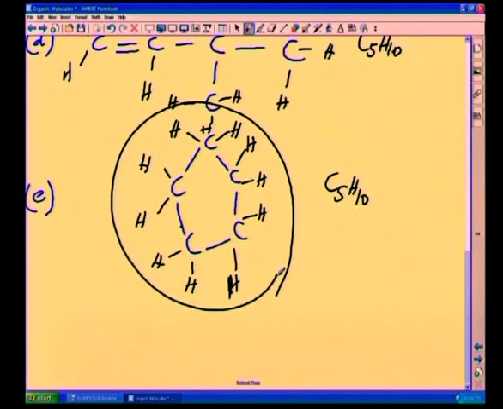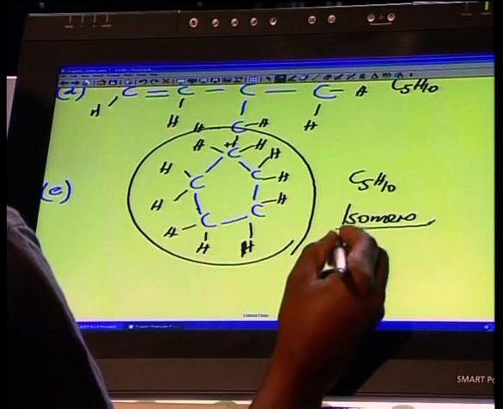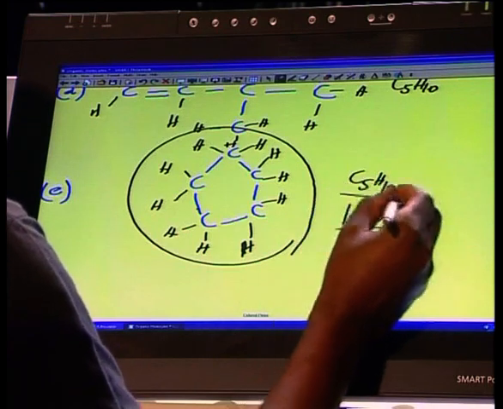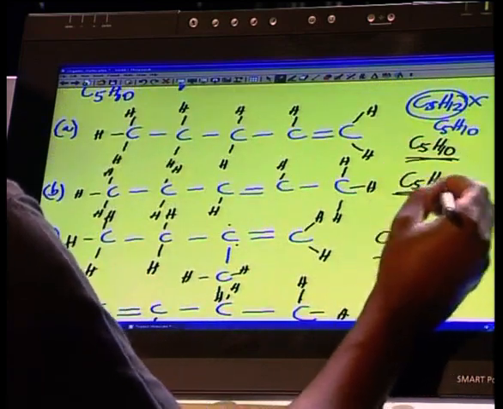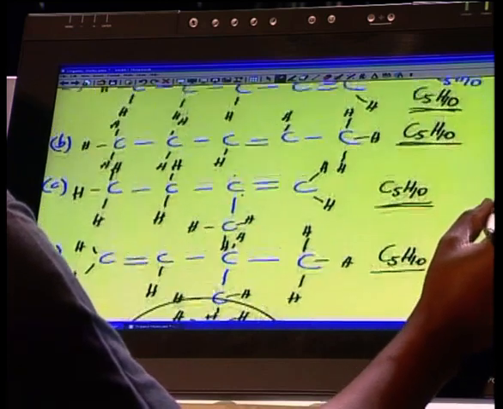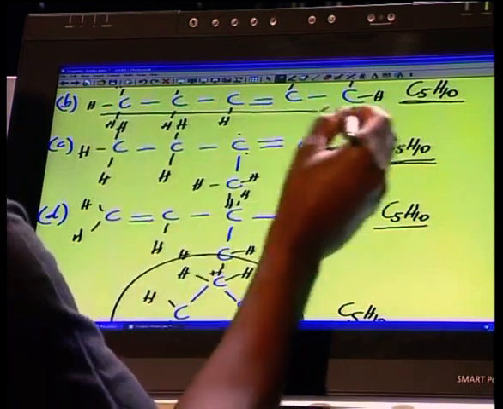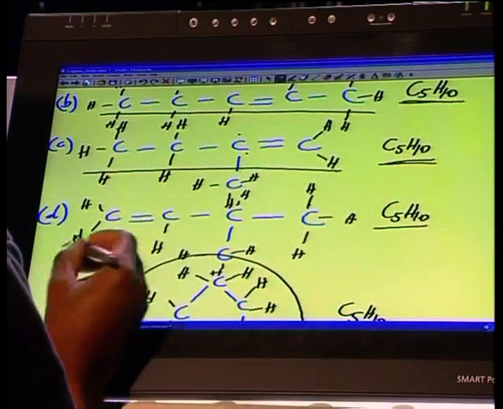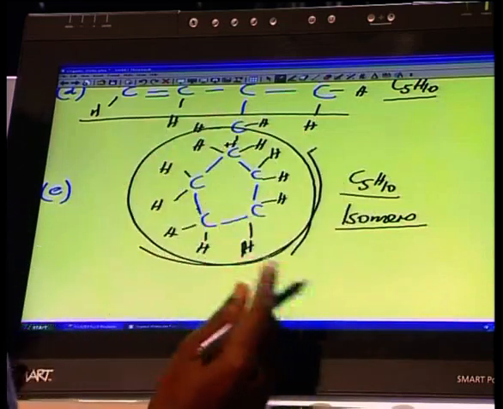So all these 5 here, these are 5 isomers. These are all isomers. Why do we call them isomers? Remember, they've got the same molecular formula. So C5H10, C5H10, C5H10, C5H10, C5H10. But what is different about them? The structural formulas are not the same. That structure is not the same as this structure, it's not the same as that structure, and it is definitely not the same as that structure. So that is the essence of isomers. That's what you need to know about isomers.